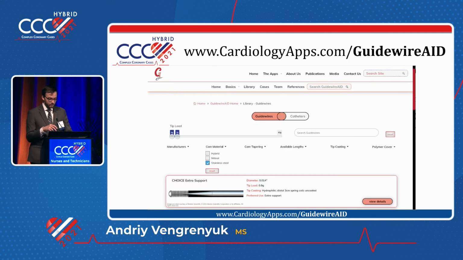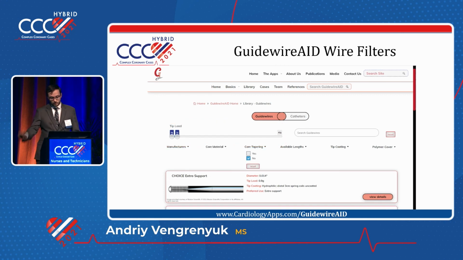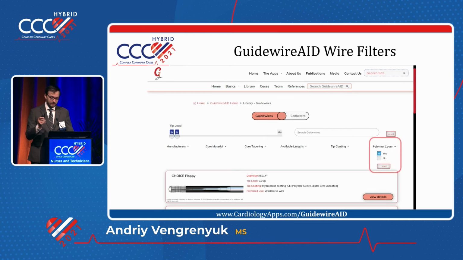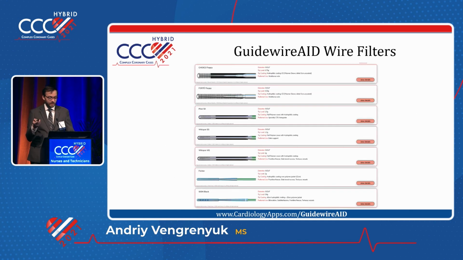no problem. So we go into the Guidewire library, we narrow down the tip load, we select the core material to be stainless steel. We'd like a wire that's not tapered, atraumatic, hydrophilic, with a polymer cover. And you'll be provided with a list of available wires that suit all those needs. So all these wires are soft, have a polymer jacket, hydrophilic, and non-tapered.